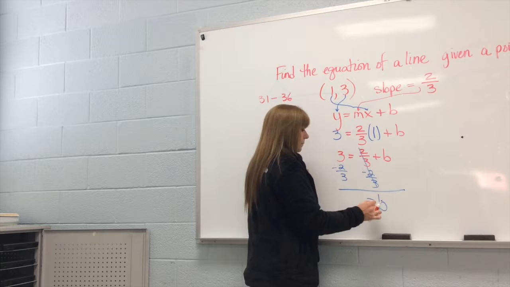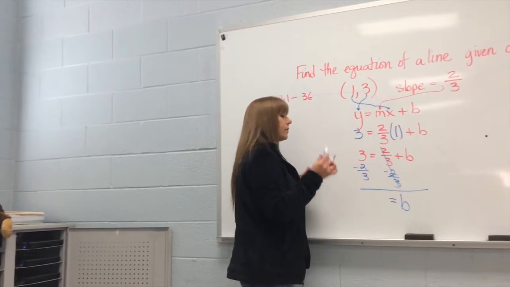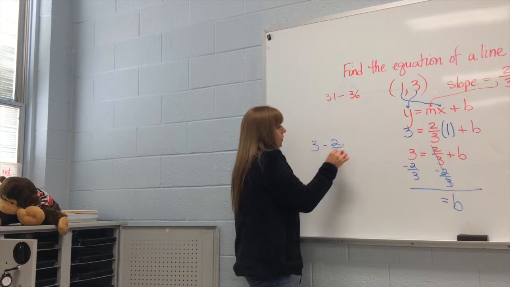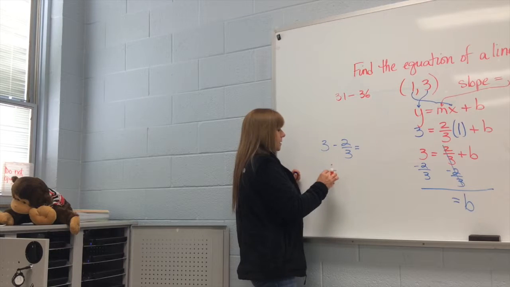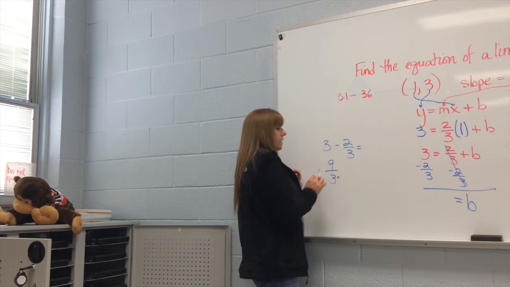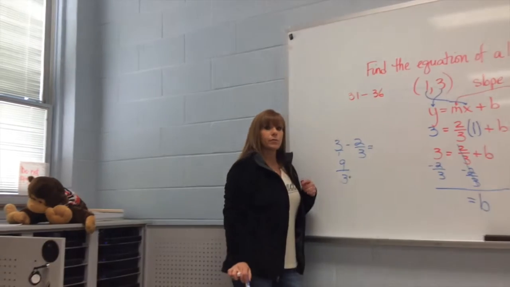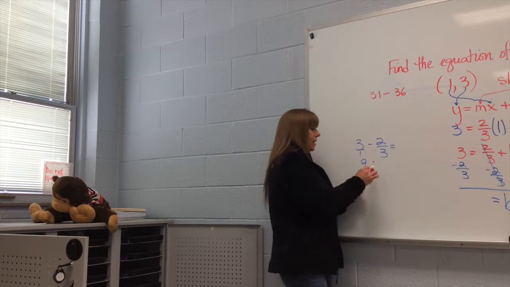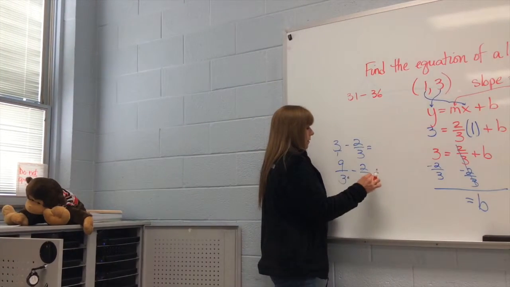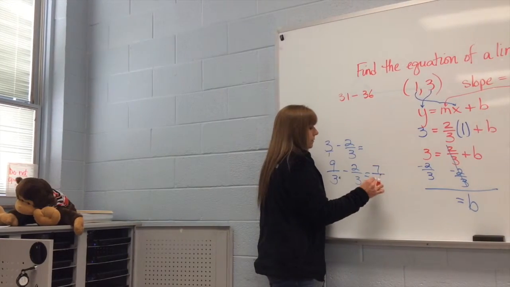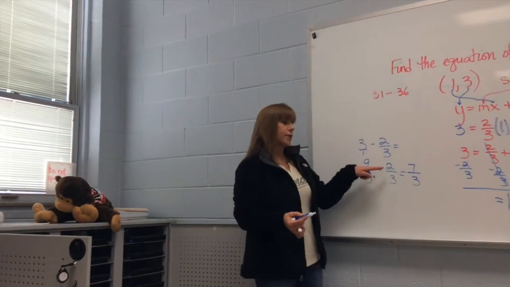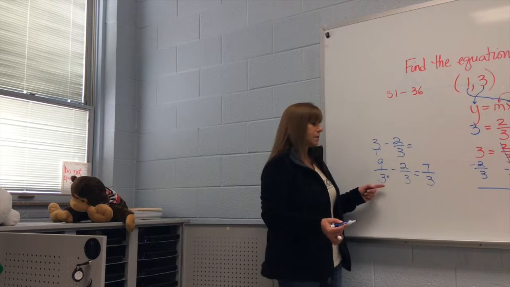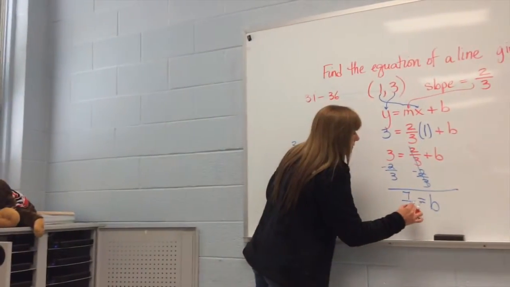These make a 0. 3 minus 2/3. Well, there's a couple different ways we could go about doing this. If I'm going to do 3 minus 2/3, one option is to make 3 have a common denominator of 3. To get that, I think about this as being 3 over 1. I'm going to multiply the top and bottom of that fraction by 3. So 9 minus 2 is 7. When I subtract fractions, I subtract the tops. The bottoms stay the same. They must be the same. They have to have a common denominator. So that makes my b 7/3.